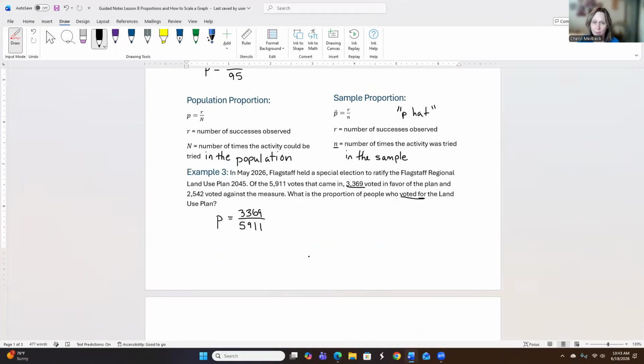All right, so that's proportions in a nutshell. In our next video, we're going to look at how to scale a graph.